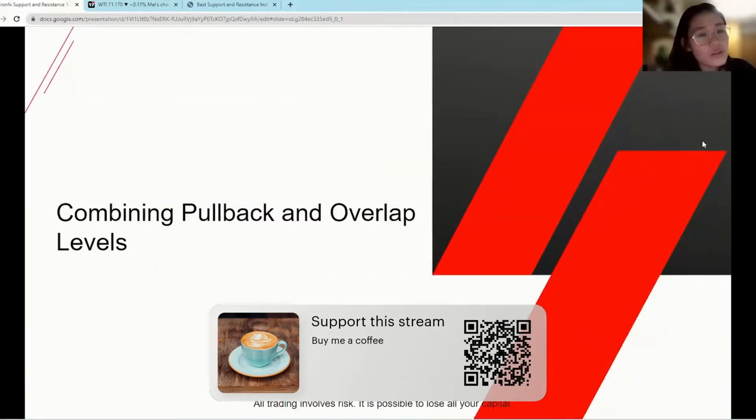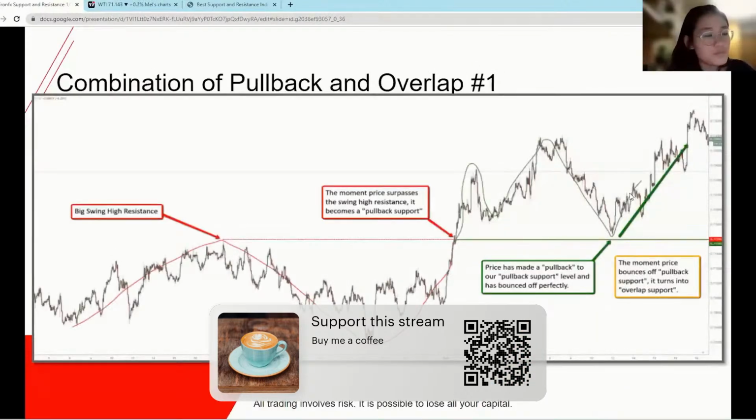So now that we know what overlap and pullback levels are, let's combine them to find strong resistance and support levels. Okay, let's take a look at this example first. Here we have a big swing high resistance level.